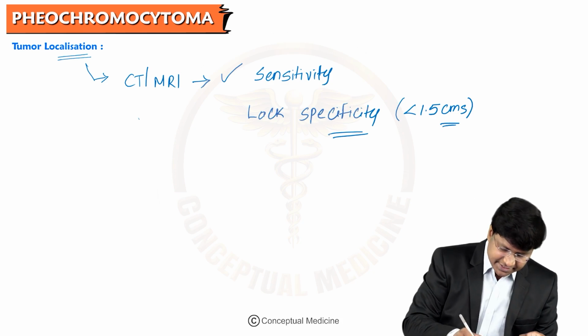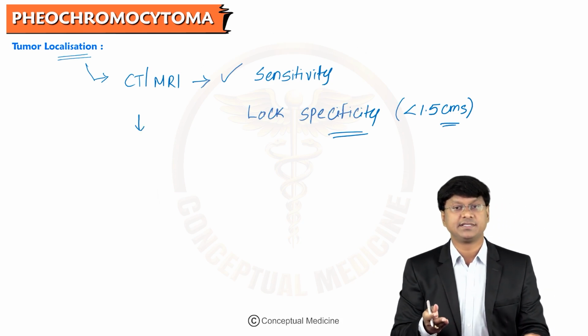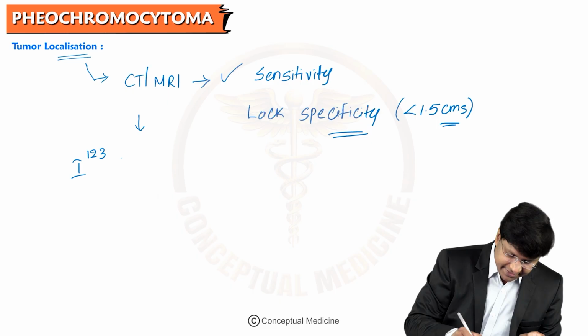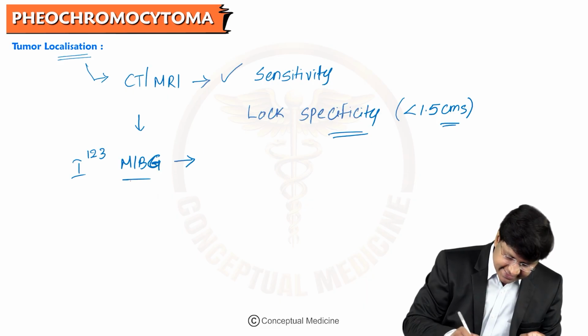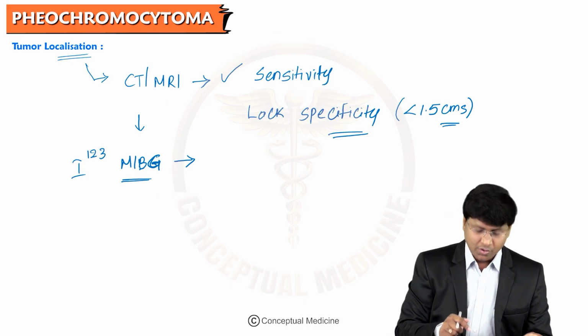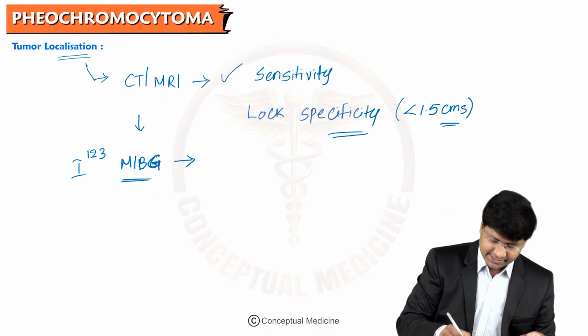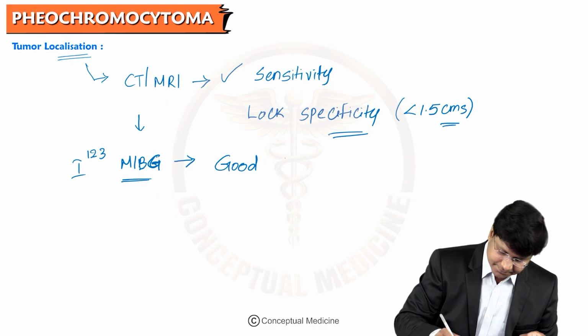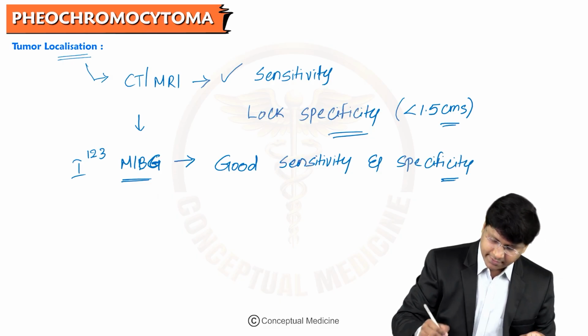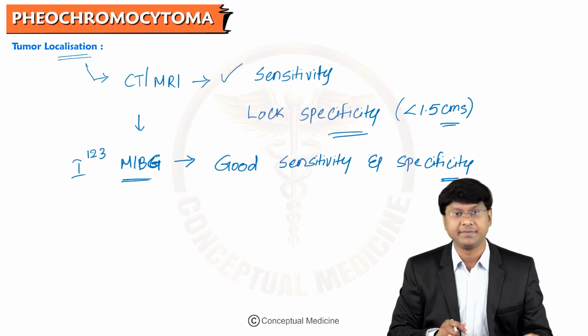Now, what is the imaging study which will increase the sensitivity and specificity? You take iodine 123 MIBG scan, that is meta-iodo-benzyl guanidine scan. So, iodine 123 MIBG scan has good sensitivity and specificity. Right, so that is about your iodine 123 MIBG scan.